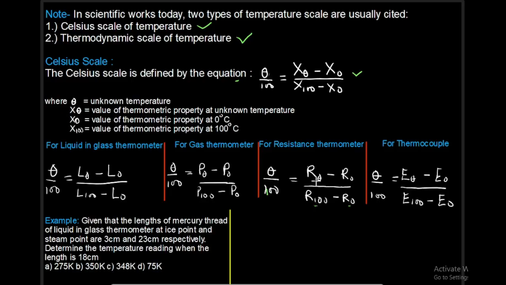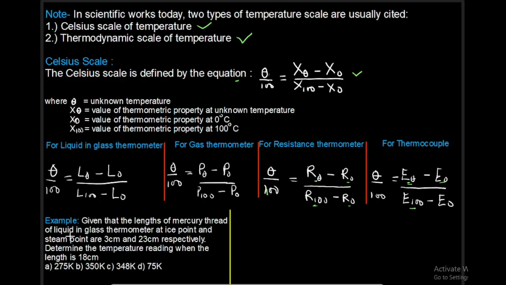R theta is the resistance at unknown temperature. R naught is the resistance at 0 degrees Celsius. R 100 is the resistance at 100 degrees Celsius. And therefore, for a thermocouple, theta over 100 equals E theta minus E naught all over E 100 minus E naught. E theta is the EMF at unknown temperature. E naught is EMF at 0 degrees Celsius, and E 100 is EMF at 100 degrees Celsius.